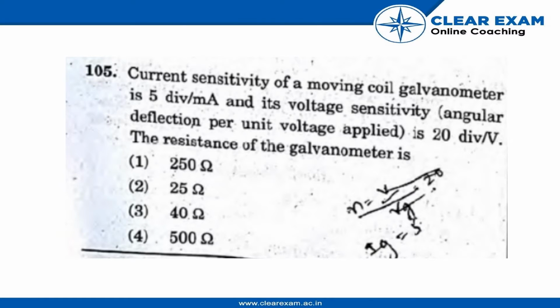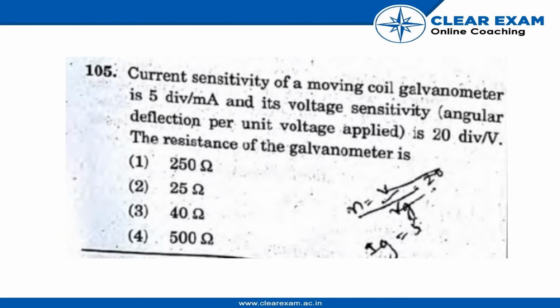The current sensitivity of a moving coil galvanometer is 5 divisions per milliampere, and its voltage sensitivity, that is, angular deflection per unit voltage applied, is 20 divisions per volt. The resistance of the galvanometer is?